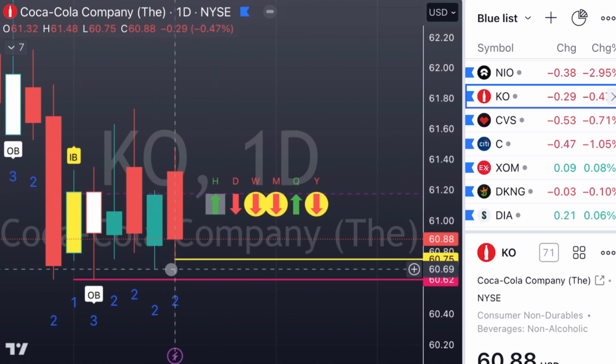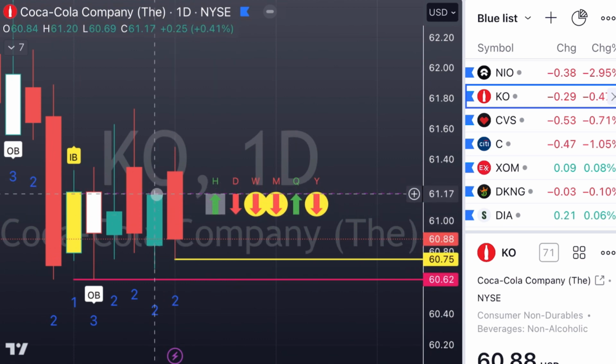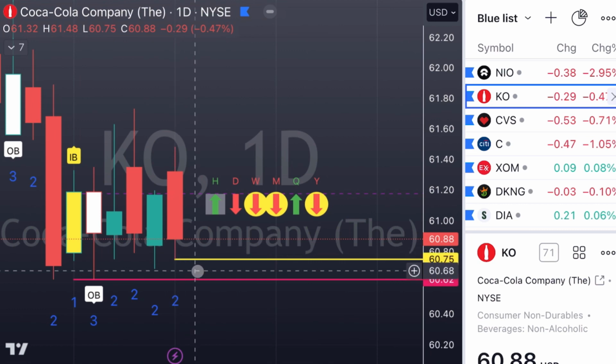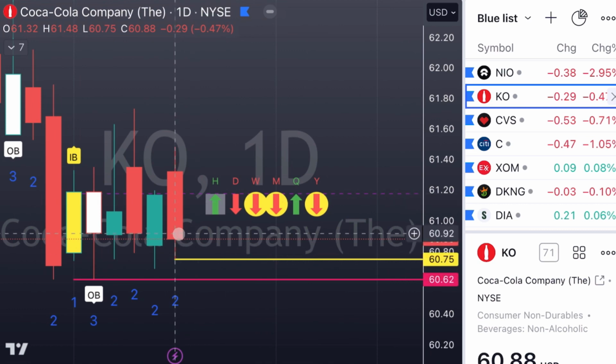So we talked about the 2 down that finished green. Now we've got a 2 up, meaning this candle right here only broke the high of the previous candle. So now in turn, we have a 2 up, but again, it finished red. So probability that it's going to trend down, we're going to look for it to trend down. So there's a couple things here. We have the 2 up that finished red.